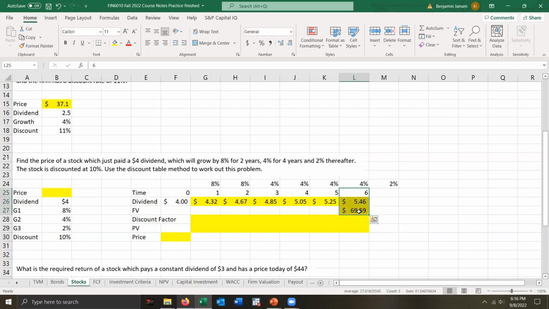All right, but keep in mind, timing matters. The $69.59 is 6 years into the future, so obviously we have to adjust for the time value of money again. The $69.59 is relative to year 6, so we've got to discount it back still. All right, so we're going to set up our discount factors. Anyone remember the formula here?